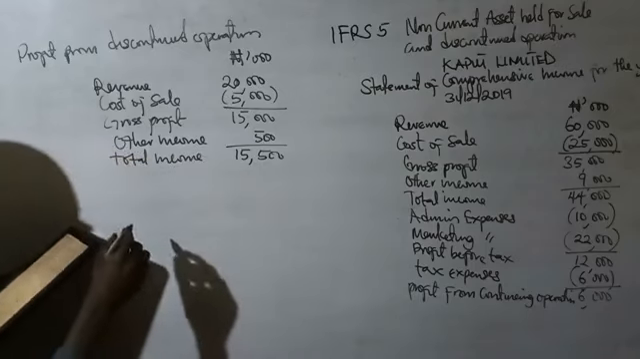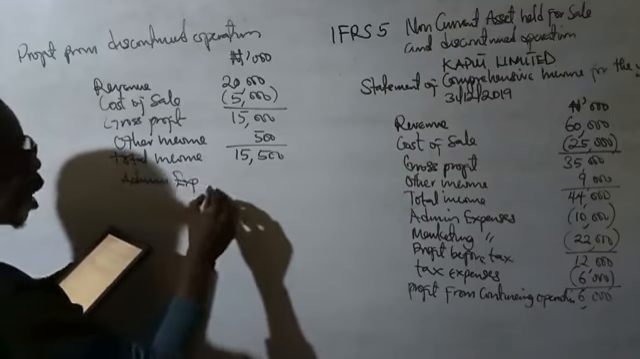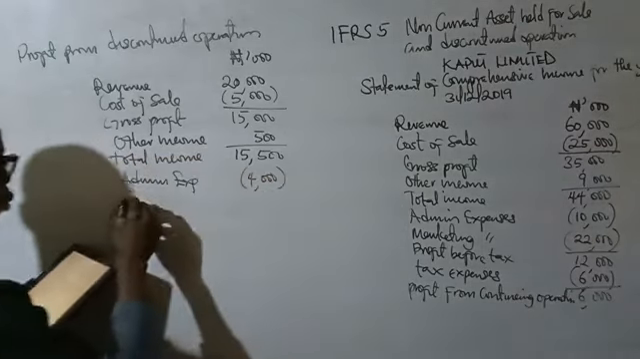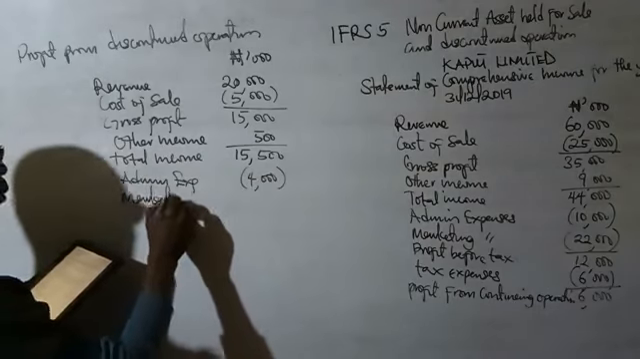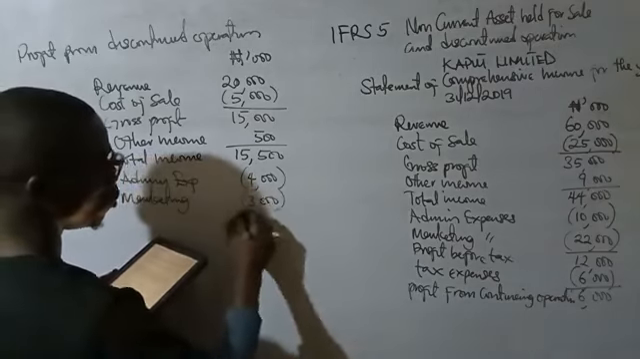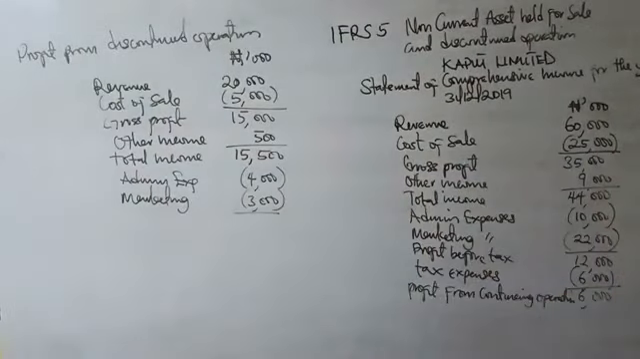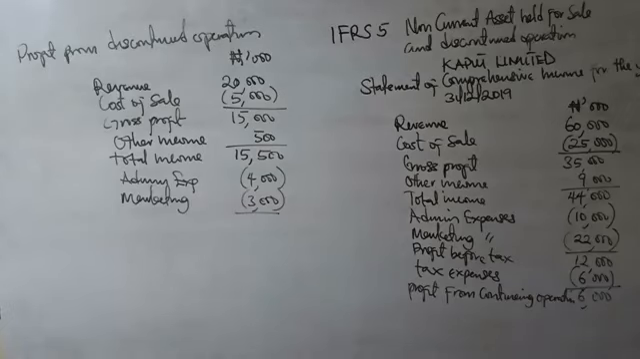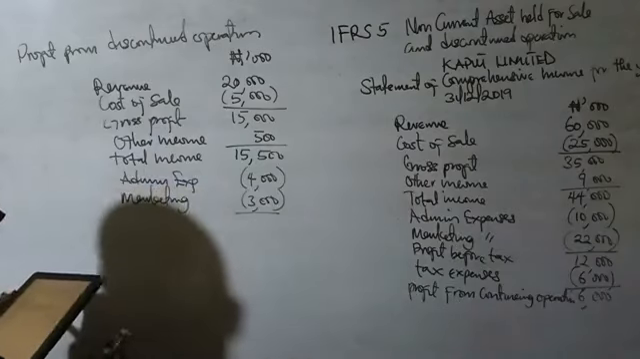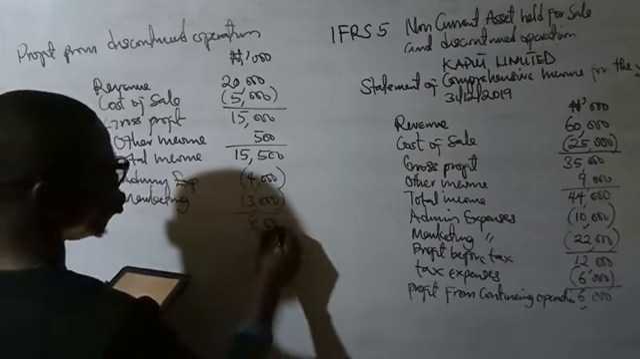income now. So we have administrative expenses. How much is the administrative expenses? It is 4,000. You remove it. You have marketing expenses to be 3,000. You also remove it. So when you remove it, what do you have? You have 8,000. 8,005.